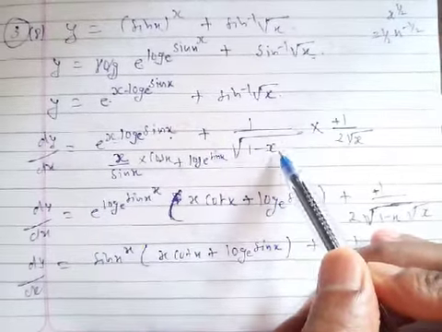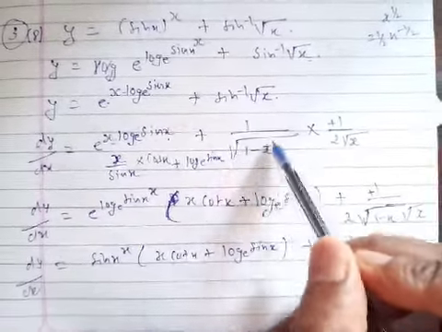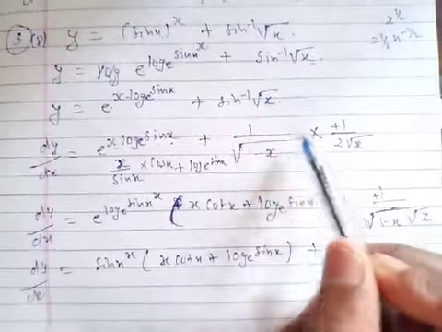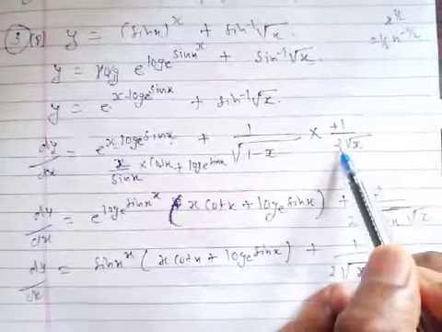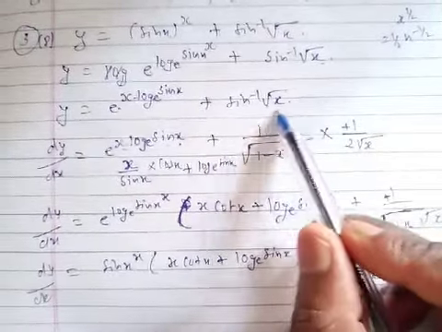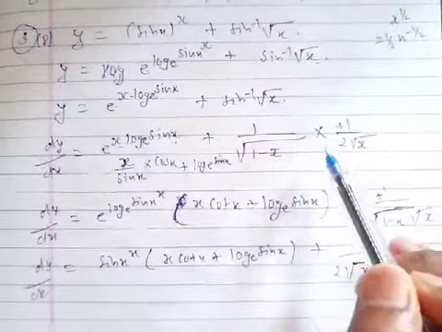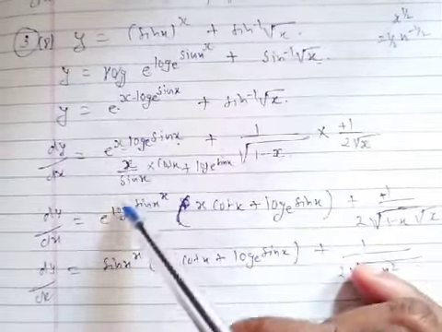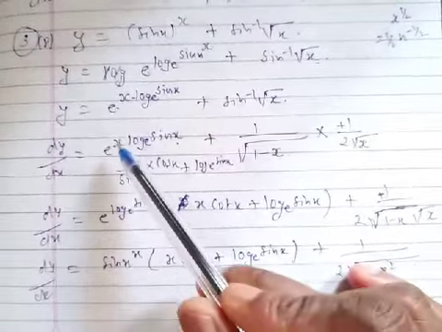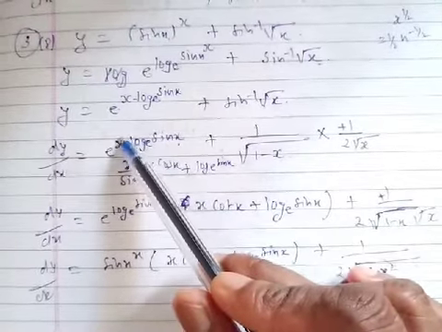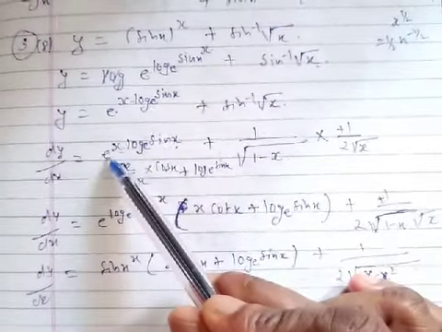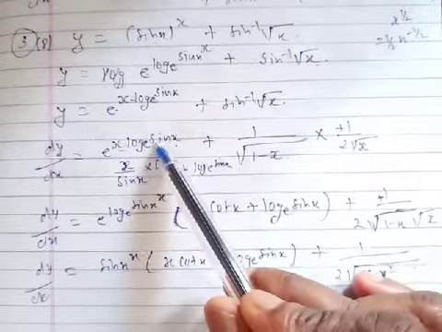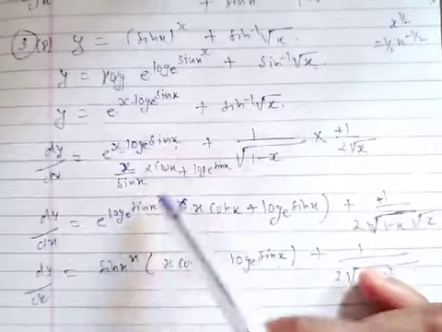Now we have to take the derivative of this one, root x. What is the derivative of root x? 1 upon 2 root x. This is the derivative of root x. Now it is the same e raised to, again x will go to the power, so it will be written as e raised to log e (sin x) raised to x.